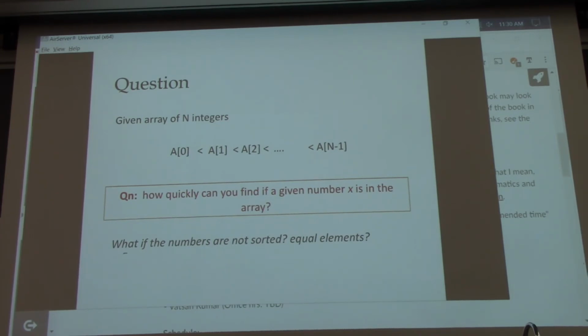So now what you can ask is, what if the numbers are not sorted? We just said that in the worst case, we need O of n. We haven't proved it, but intuitively it's clear that you need that. You can also formally prove this without much effort, but let's not.